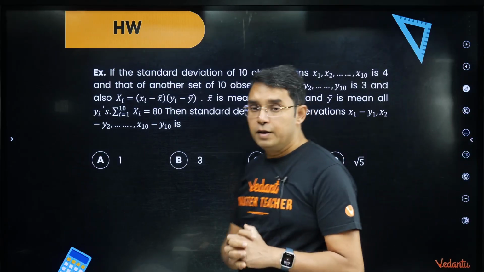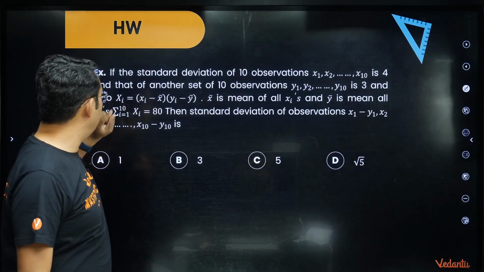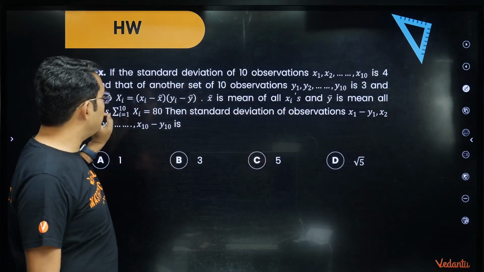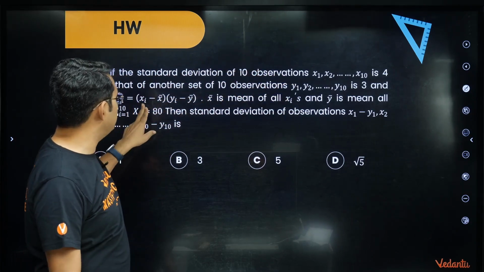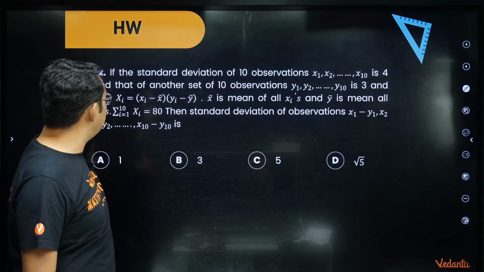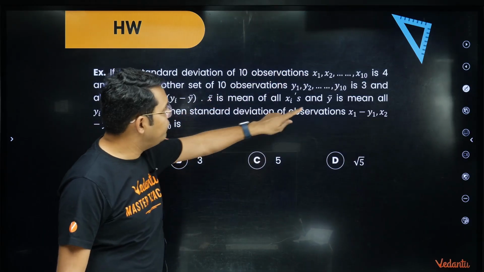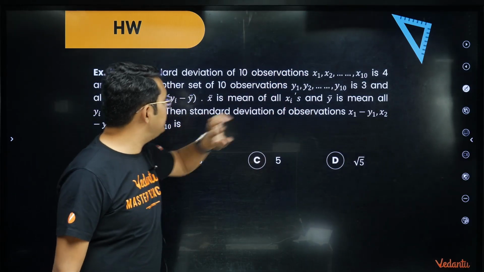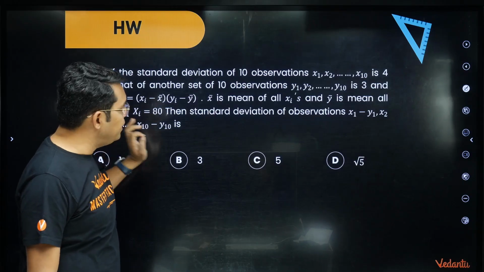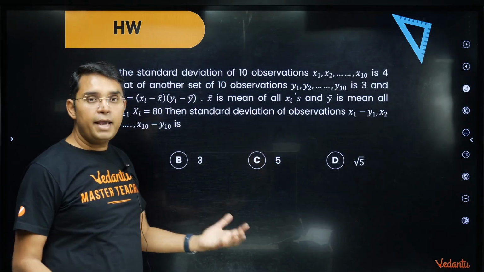Coming to this question, it says: if the standard deviation of 10 observations x1, x2, up to x10 is 4, and that of another set of 10 observations y1, y2, up to y10 is 3. We are also given that each x1 minus x bar, y1 minus y bar and so on is defined as capital X1, X2 and so on, where x bar is the mean of all xi's and y bar is the mean of all small yi's, and the summation of all these capital Xi is 80. Then we have to find the standard deviation of the observations x1 minus y1, x2 minus y2 and so on, up to x10 minus y10.